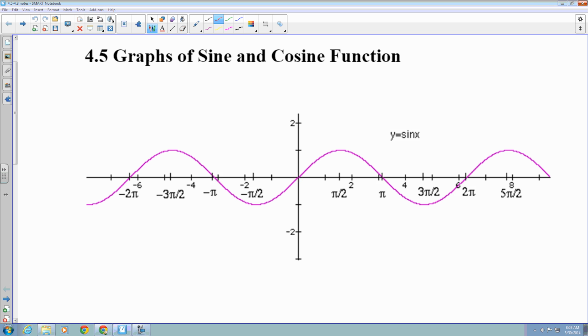That's when it starts to repeat itself. So 2 pi goes from here to here. And as you can see, after 2 pi, it starts to repeat itself and looks the same as it did starting at 0. And the range of a sine function, that would be the y values, is between -1 and 1 of the y's.